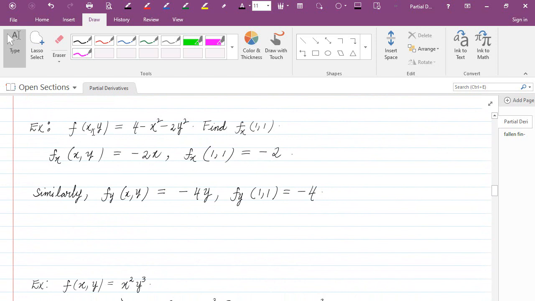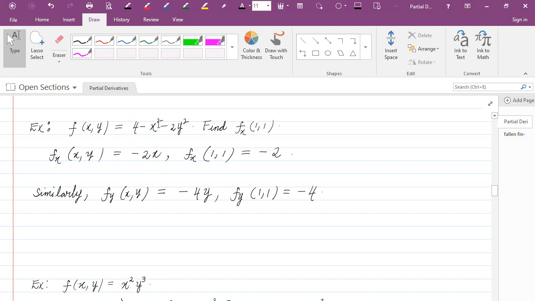Now, if I have the function f of x y, which is equal to 4 minus x squared minus 2y squared, then I want to find the partial derivative of f with respect to x evaluated at 1, 1. Now, the partial derivative of f with respect to x, what is that? Well, when I take the partial derivative of f with respect to x, I'm going to assume that y is fixed. So if y is a fixed constant, then 2y squared is also a fixed constant. So then the derivative would be the derivative of 4 with respect to x, which would be 0.